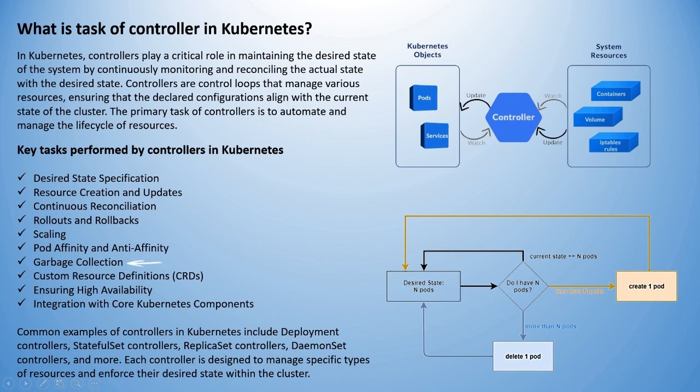Garbage collection. Controllers perform garbage collection to remove resources that are no longer needed or have exceeded their specified lifespan. This ensures efficient resource utilization in the cluster.